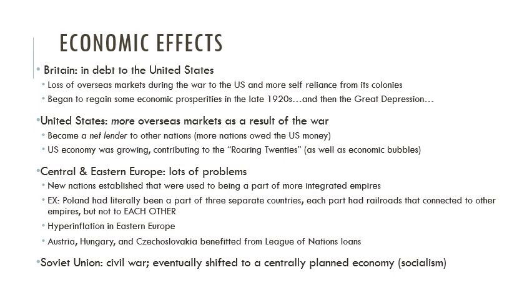New nations were established that were used to being part of more integrated empires, so it was a little more difficult for them to separate themselves out and develop their own economies. I'll give you an example of Poland. Poland had literally been part of 3 other countries, and each part had railroad that connected to the other empires, but not to each other. So the railroad system in Poland connected to 3 different places, but you couldn't go from one side of Poland to the other because they had been parts of 3 different empires. So just, causing a lot of economic difficulty in the development of new nations.